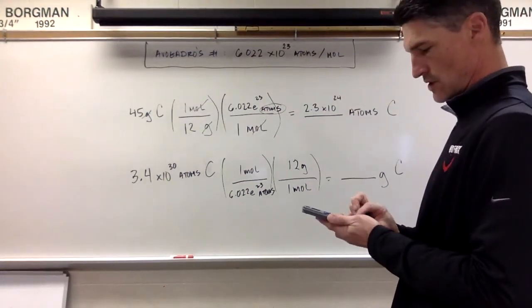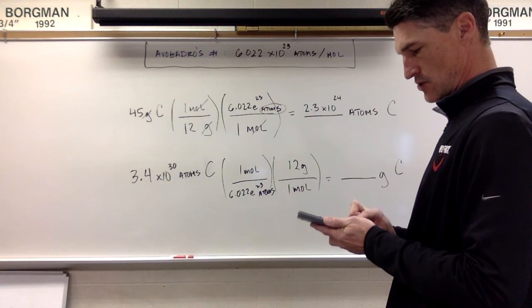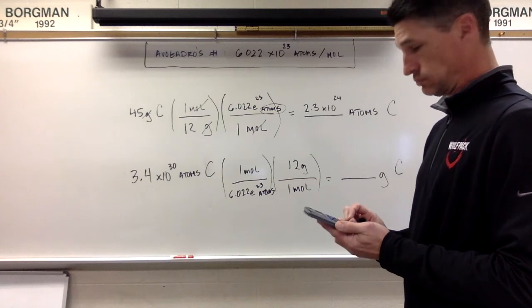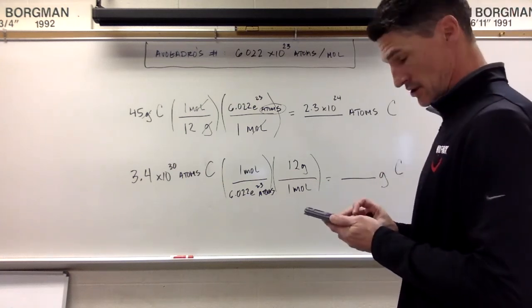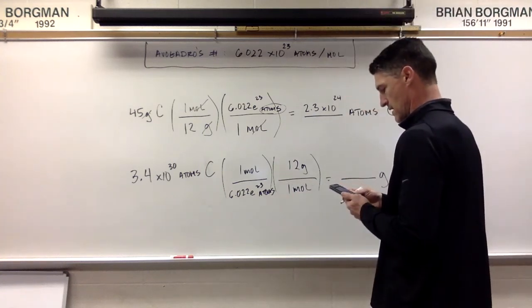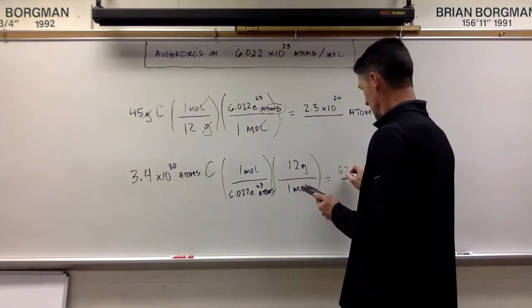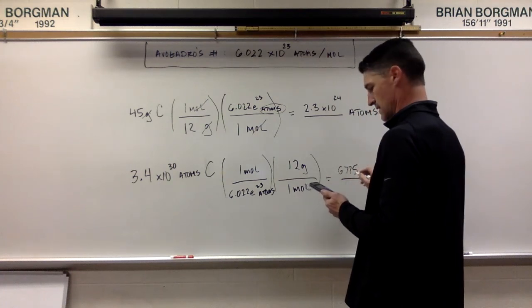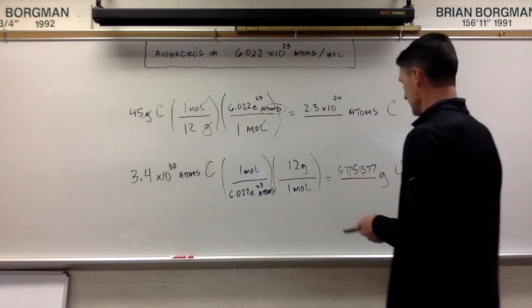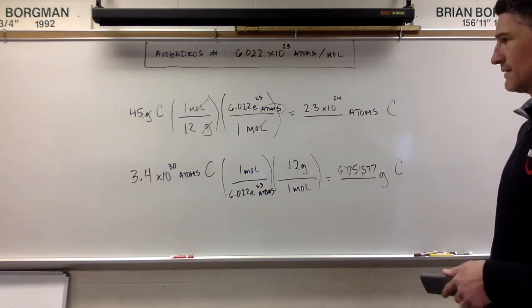Right. 3.4 times 10 to the 30th divided by 6.022 times 10 to the 23rd is quite a big number, which it should be. And then times 12 is going to be, I'm just going to put this whole thing down there because those are all valuable. 67,751,577 grams of the stuff.